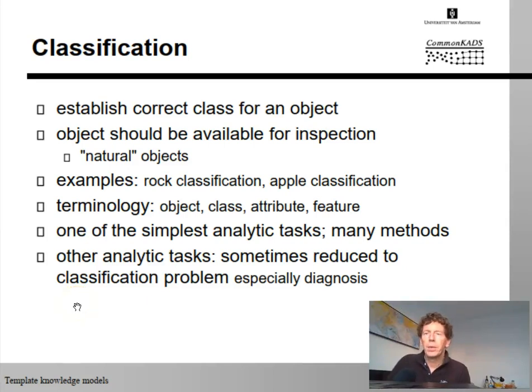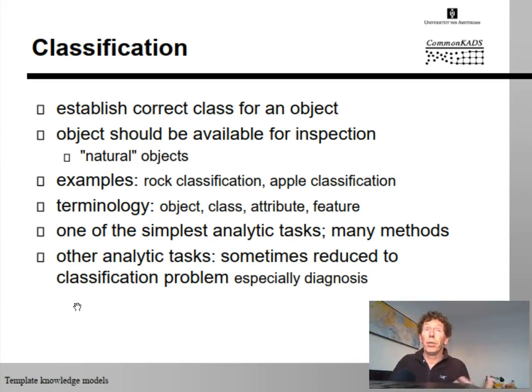So the first task template that we will discuss is the one for the classification task. Classification is maybe the best understood task for knowledge-based systems, and it's also a very common task in many applications. So what's the idea of classification? We're given an object and we're supposed to put it in a class, right?